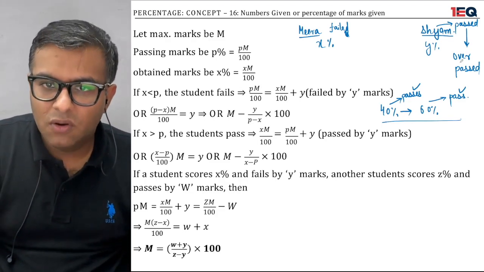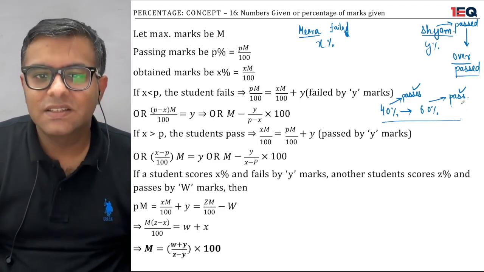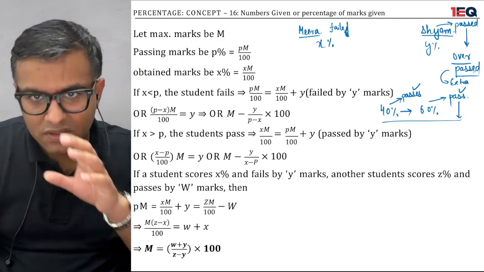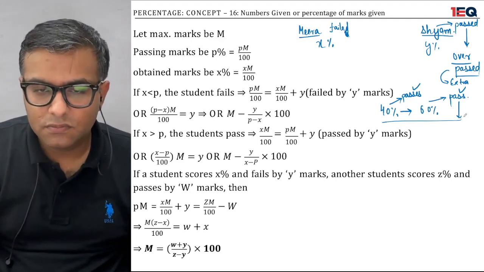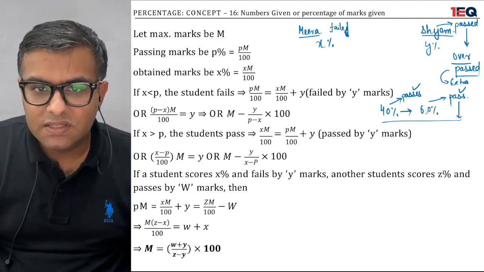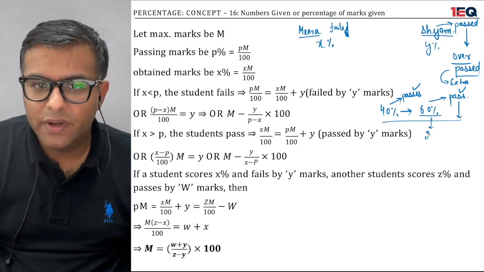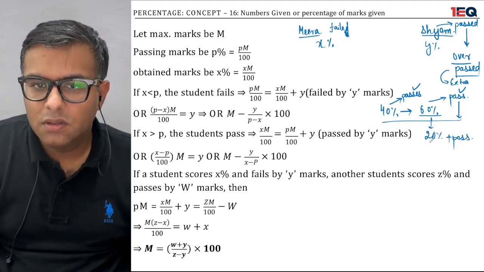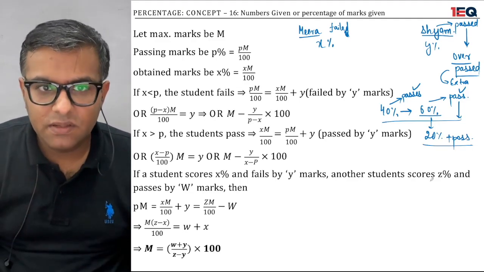So there is something called overpassing. Overpassing means how much extra you've scored above the standard pass percentage. How much extra have you scored? 60% is equal to 20% plus pass. So you understand? 20% plus pass.